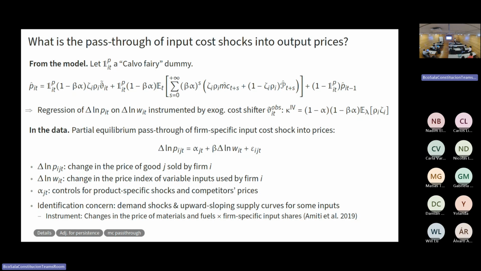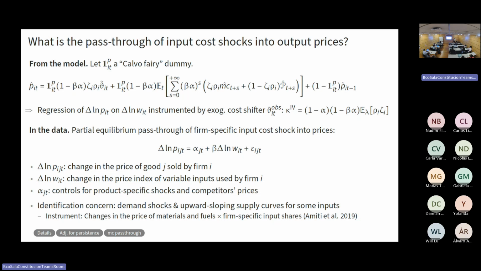Yeah. Okay, so how we're going to address this identification concern is by using a shifter design, which is going to exploit changes in the price of materials and fuels, which is going to be the shifter, and variation across firms in the same industry in the usage of different materials and fuels.